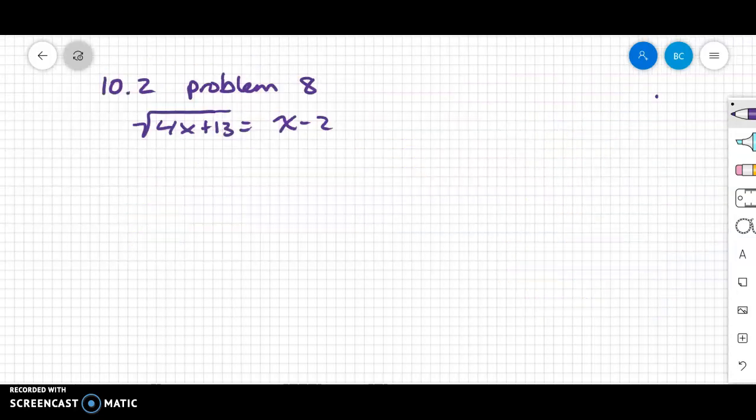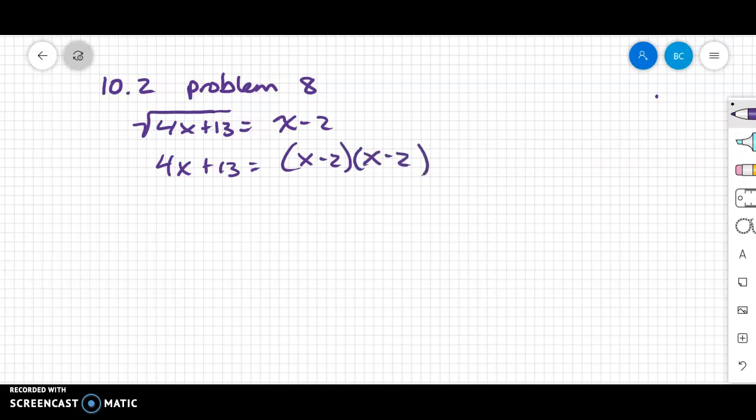On to problem 10.2, problem number 8. Again, I have the square root symbol isolated on one side. So once I do that, I can square both sides. When I square this, I get simply 4x plus 13. When I square this side, keep in mind that it's this. So I have 4x plus 13 equals x squared minus 4x plus 4. So don't forget that middle term.